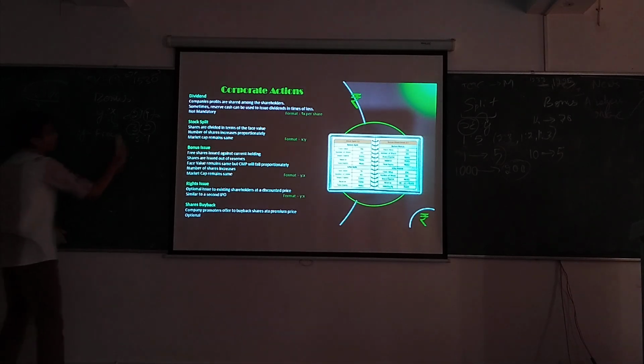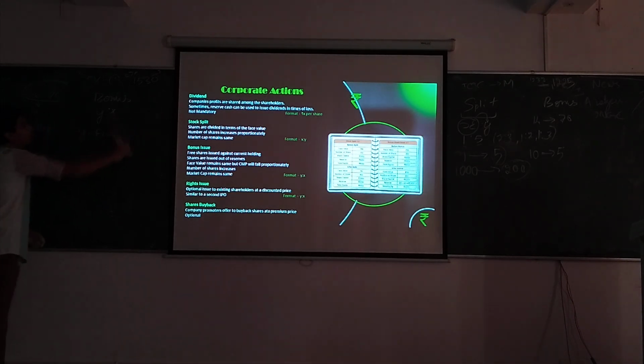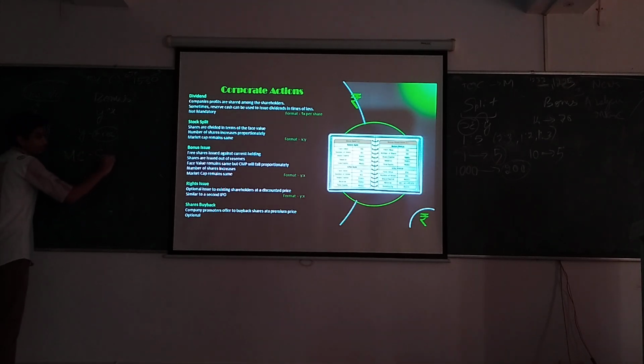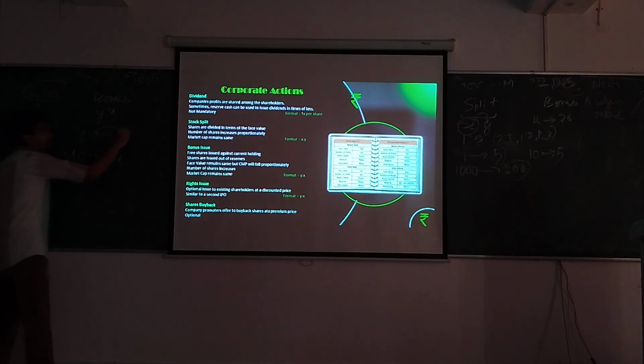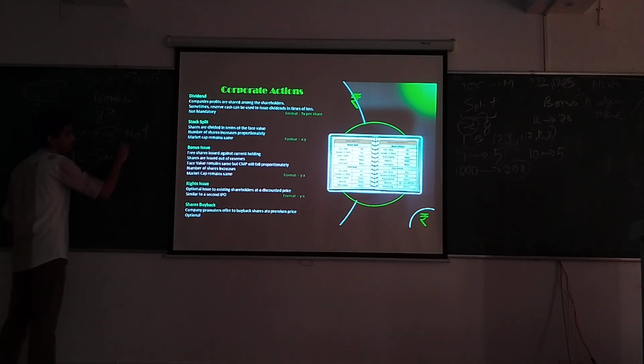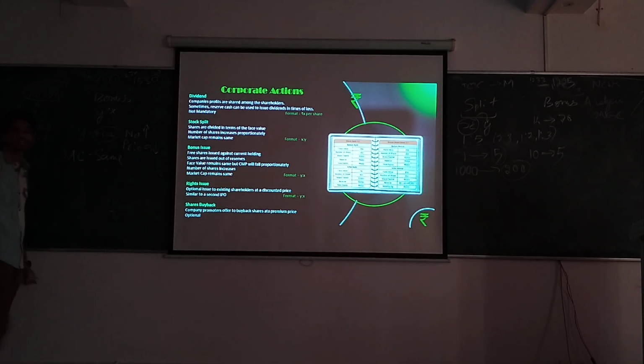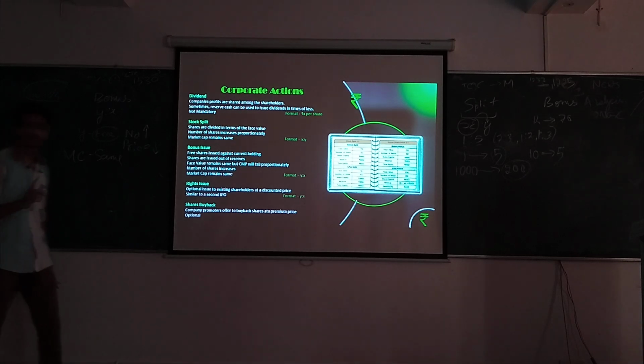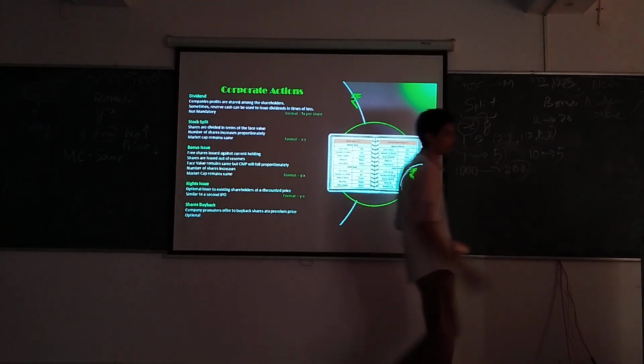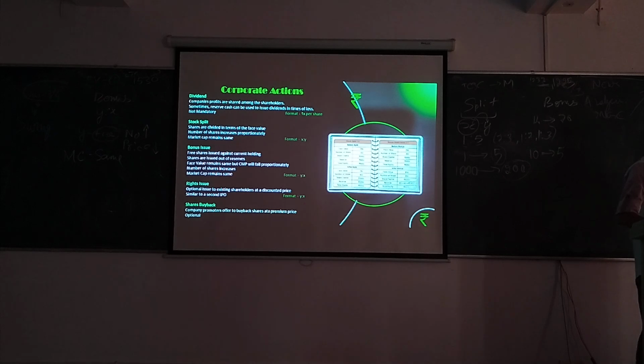So in a bonus, you are getting shares for free, but that does not mean it's really free. Even here, the market cap should remain the same, which means if they are giving shares for free, the number of shares is increasing. So the price has to naturally come down, proportionally. Now, what is the difference between a stock split and a bonus issue? You might be having that confusion. For that, we look at this.